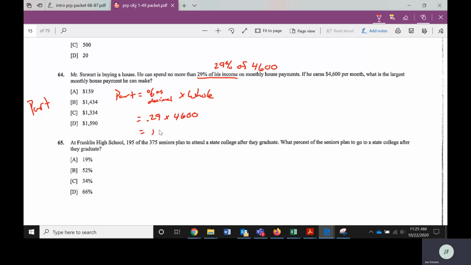And you get 1,334. Okay, and again, you can think of it, see if that makes sense. If he earns 4,600, he's going to use 1,334 of that to pay for his monthly house payment.